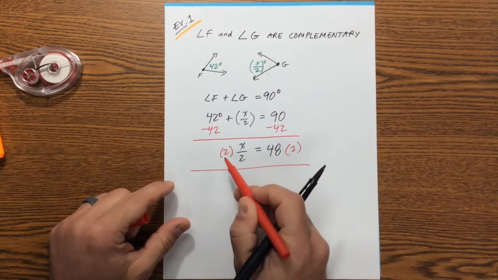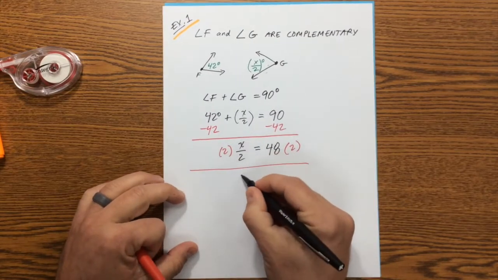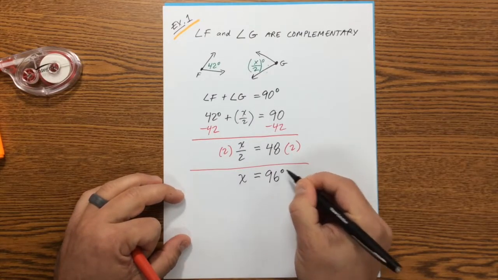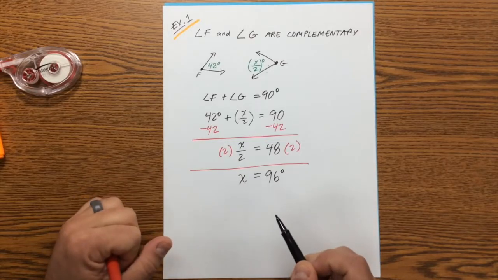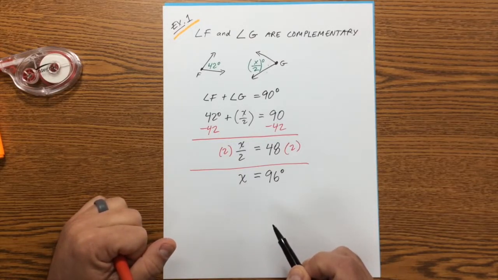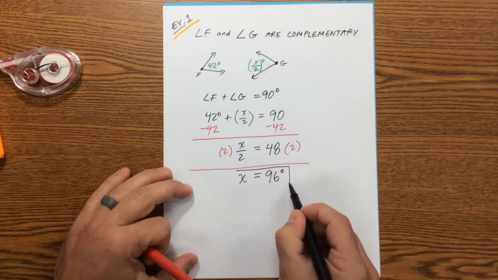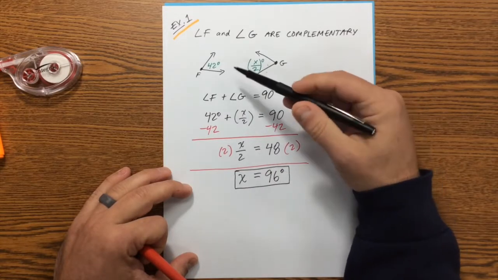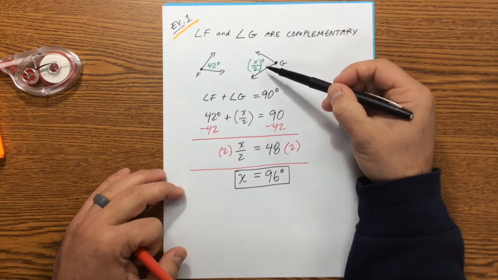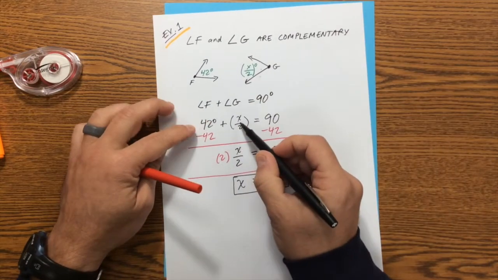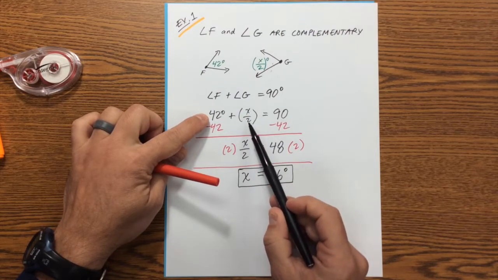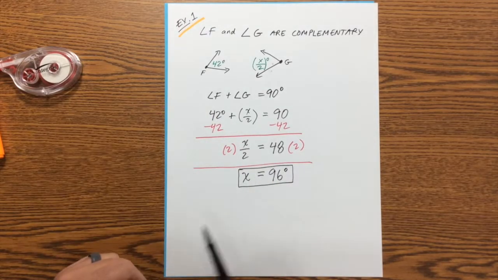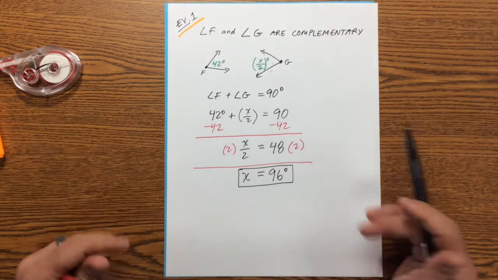Now that I've multiplied both sides by 2, that leaves x by itself, and 2 times 48 is 96. So that's what x equals, 96 degrees. So we can say, for this problem, that x here equals 96, because 96 divided by 2 is what? 48. Let's just plug it back in here. 96 divided by 2 is 48. 48 plus 42 is 90. So that works. That's how you do this problem.